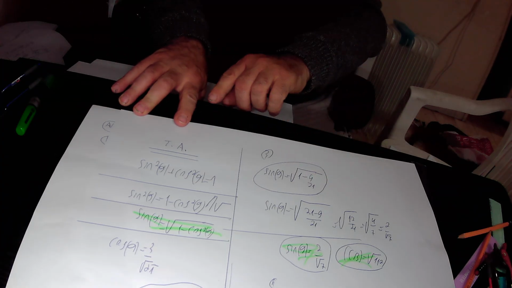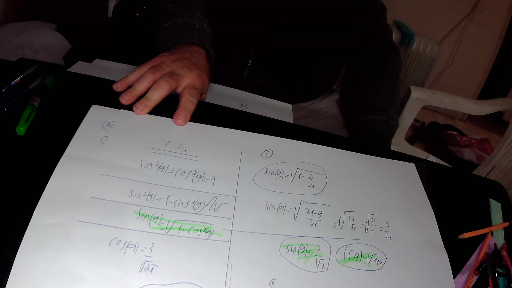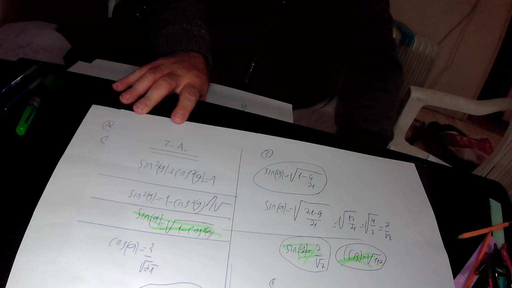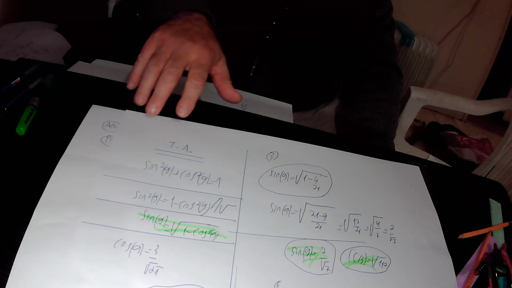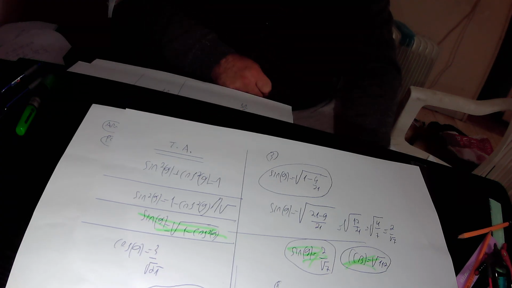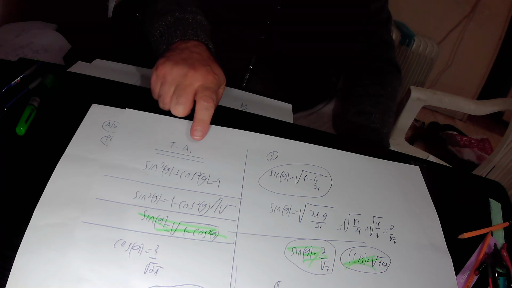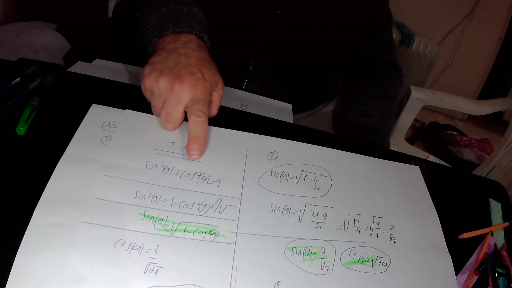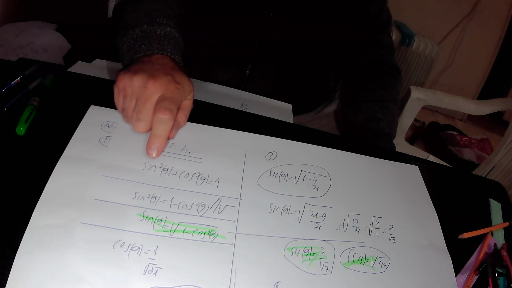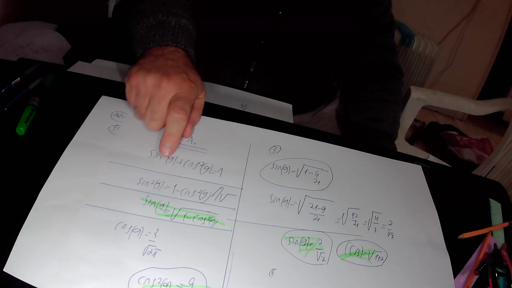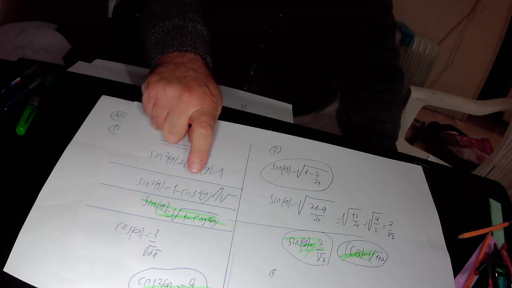Here TI is the abbreviation for trigonometric identity. We have the following trigonometric identity: sin square alpha plus cosine square alpha equals 1. Subtracting cosine square alpha from both sides, we find that sin square alpha equals 1 minus cosine square alpha. Taking the square root, we find that sin alpha equals the square root of 1 minus cosine square alpha.